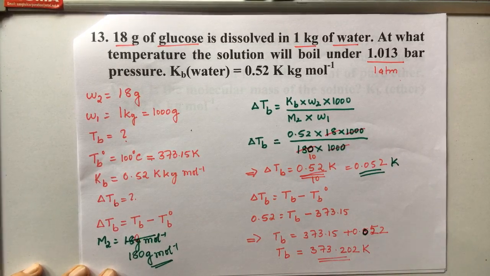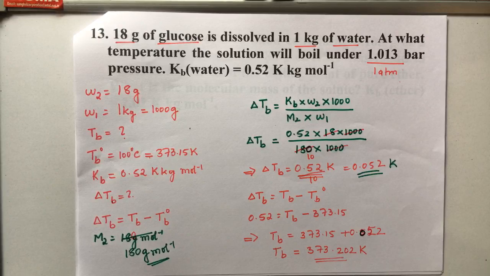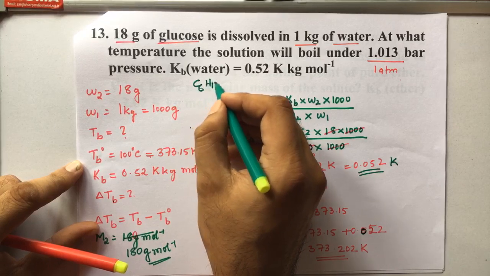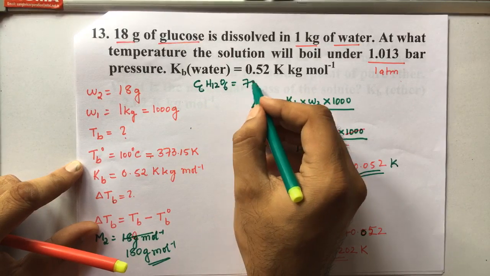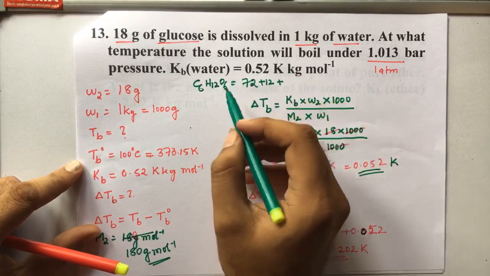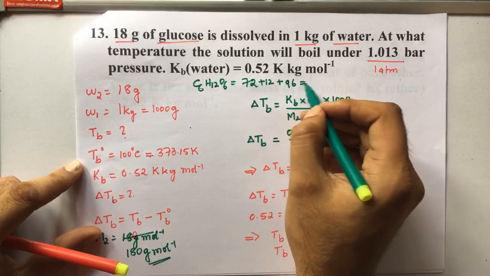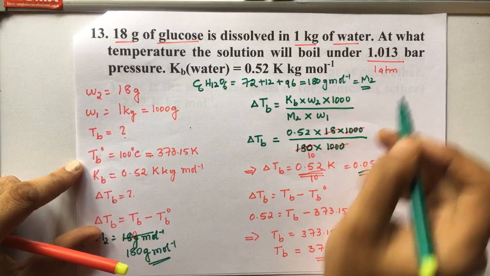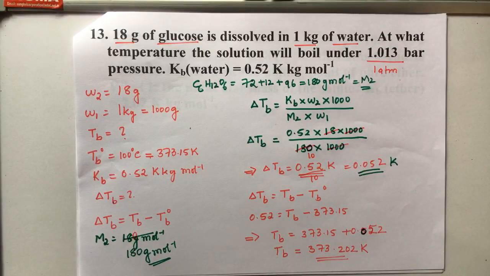Substituting here, you'll get 373.202, because glucose has a molar mass of, glucose formula you know, C6H12O6. This will be equal to 12 into 6 is 72, plus 12, plus 16 into 6, it is 96. This is coming out as 180 gram per mole. This is equal to M2. Substitute these values, you'll get the answer as 373.3202 Kelvin. Note down the solution, students. Let us look into one more problem.